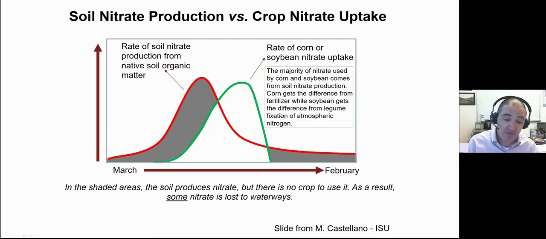So as we think about some of the practices that we might implement, how could we reduce that gray area so that there's less risk of nitrate loss? Or how could we get the red line and the green line to match up a little bit closer together? That's maybe the underlying principle as we think about some of our nitrate management practices or land use practices.